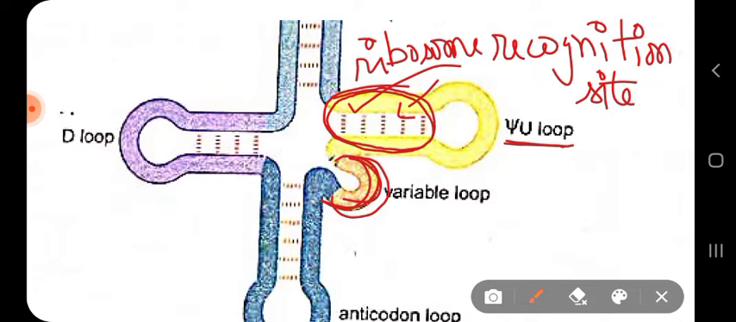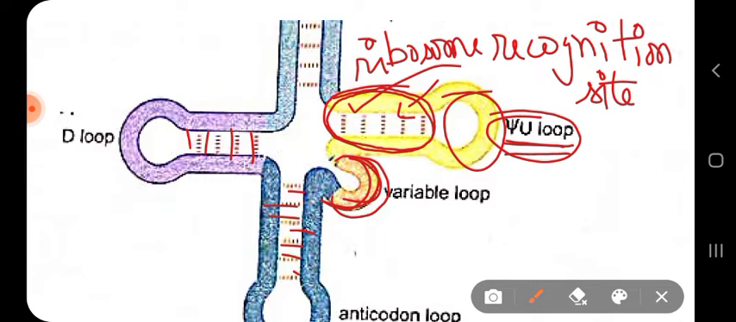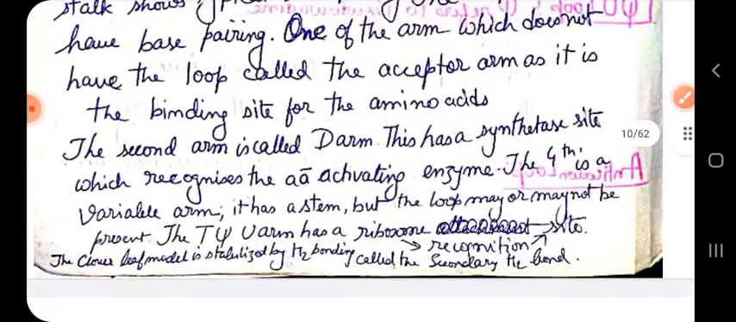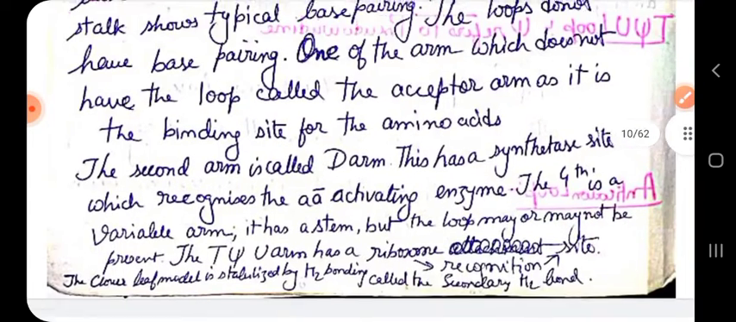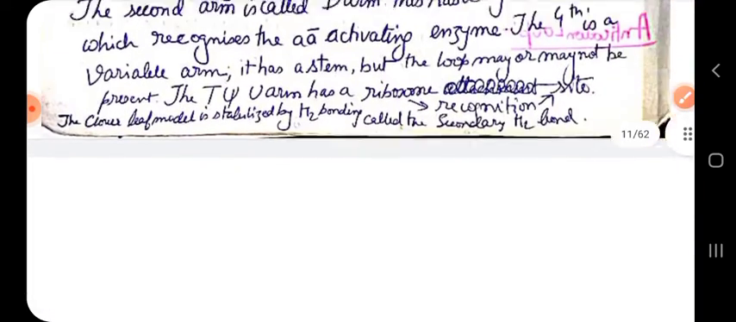Whereas the T psi U loop helps in stabilization of the tRNA and also for the attachment of ribosomes during the translation process. So all these base pairing regions are actually hydrogen bonds. The cloverleaf model is fully stabilized by the hydrogen bonds, and this type of hydrogen bonding is called secondary hydrogen bonding.